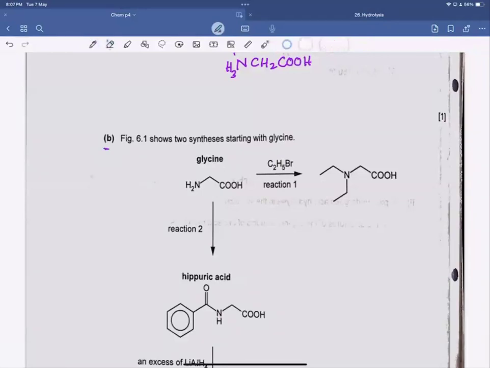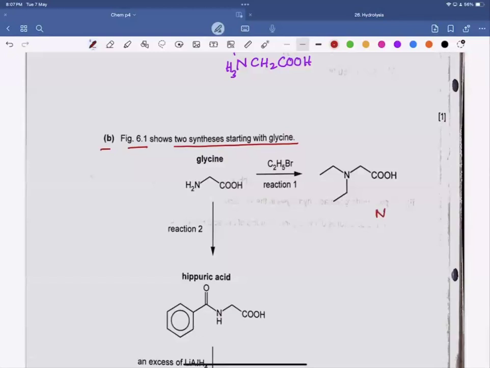B. Figure 6.1 shows two syntheses starting with glycine. Okay, if you see over here, isn't it?